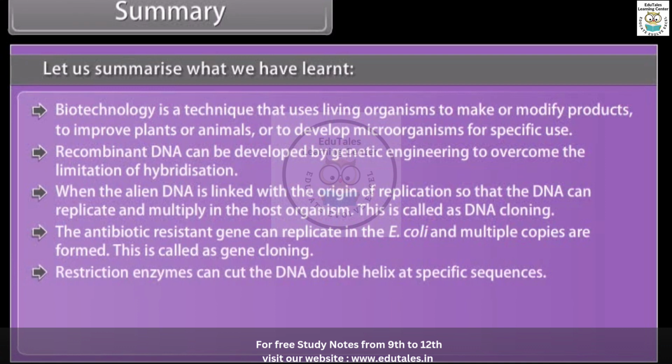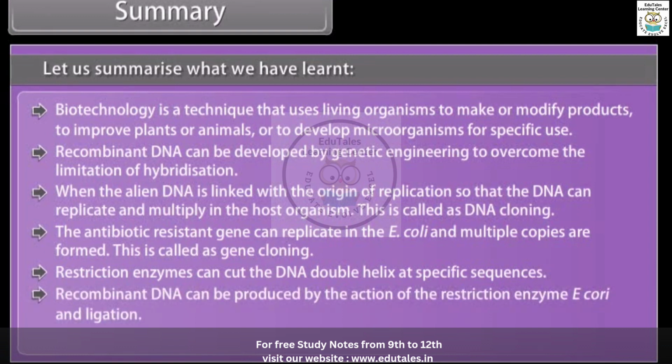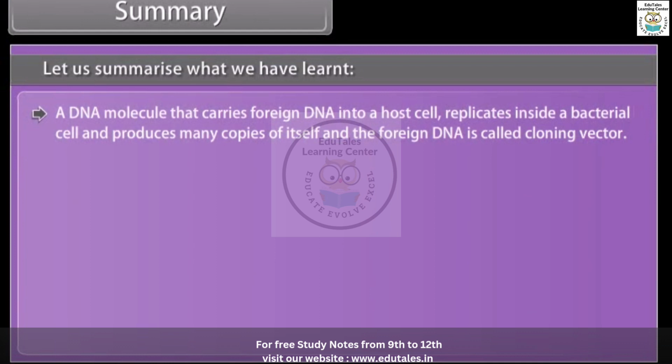Restriction enzymes can cut the DNA double helix at specific sequences. Recombinant DNA can be produced by the action of the restriction enzyme and ligation. Gel electrophoresis is used to separate DNA fragments. A DNA molecule that carries foreign DNA into a host cell, replicates inside a bacterial cell and produces many copies of itself and the foreign DNA is called cloning vector.